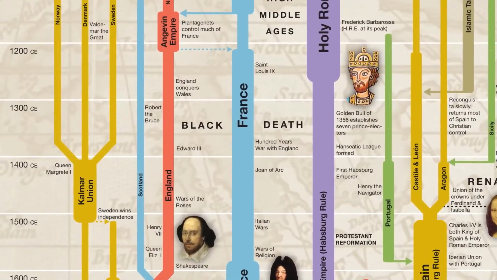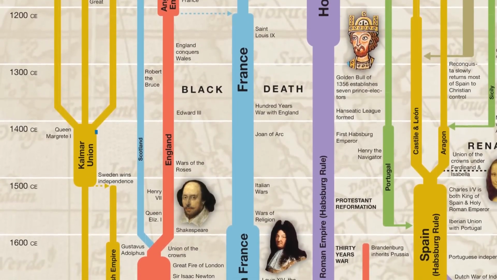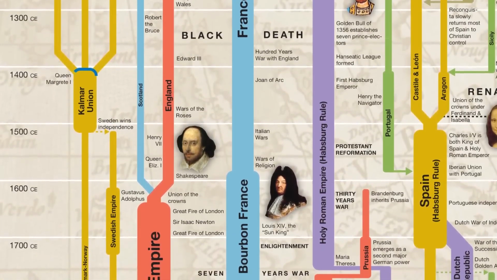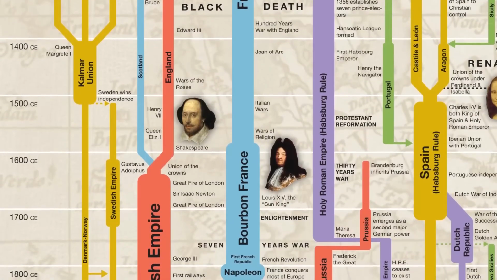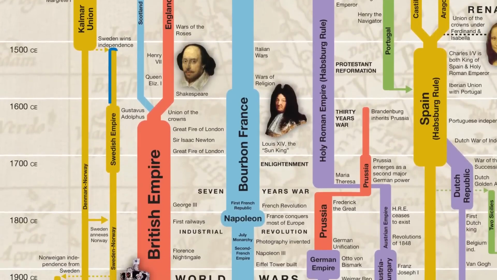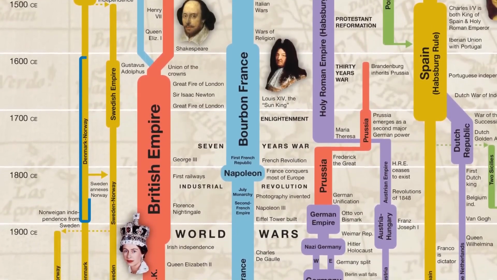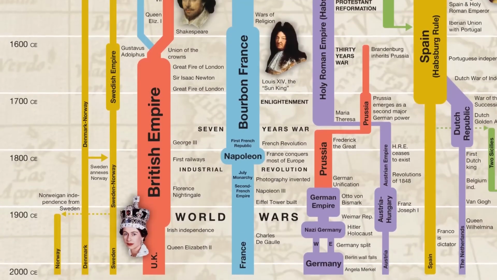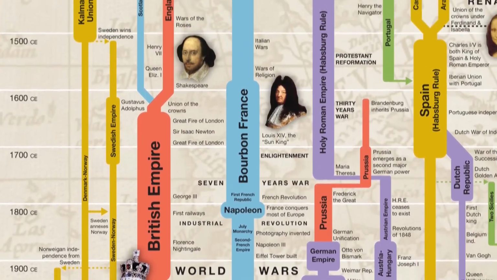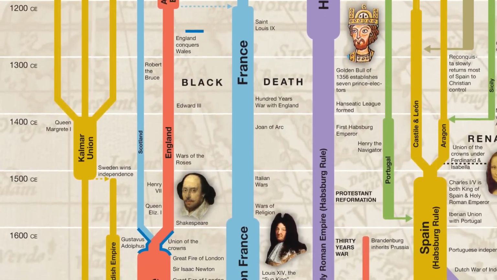Let's now go back to the left side of the chart and look at each region from 1200 to today. In Scandinavia, there was a period of around 100 years, known as the Kalmar Union, when Norway, Denmark, and Sweden were united under a single monarch. But it came to an end when Sweden won its independence in 1523. Norway, however, remained united with Denmark until 1814, when it switched to a union with Sweden instead, before becoming independent in 1905.